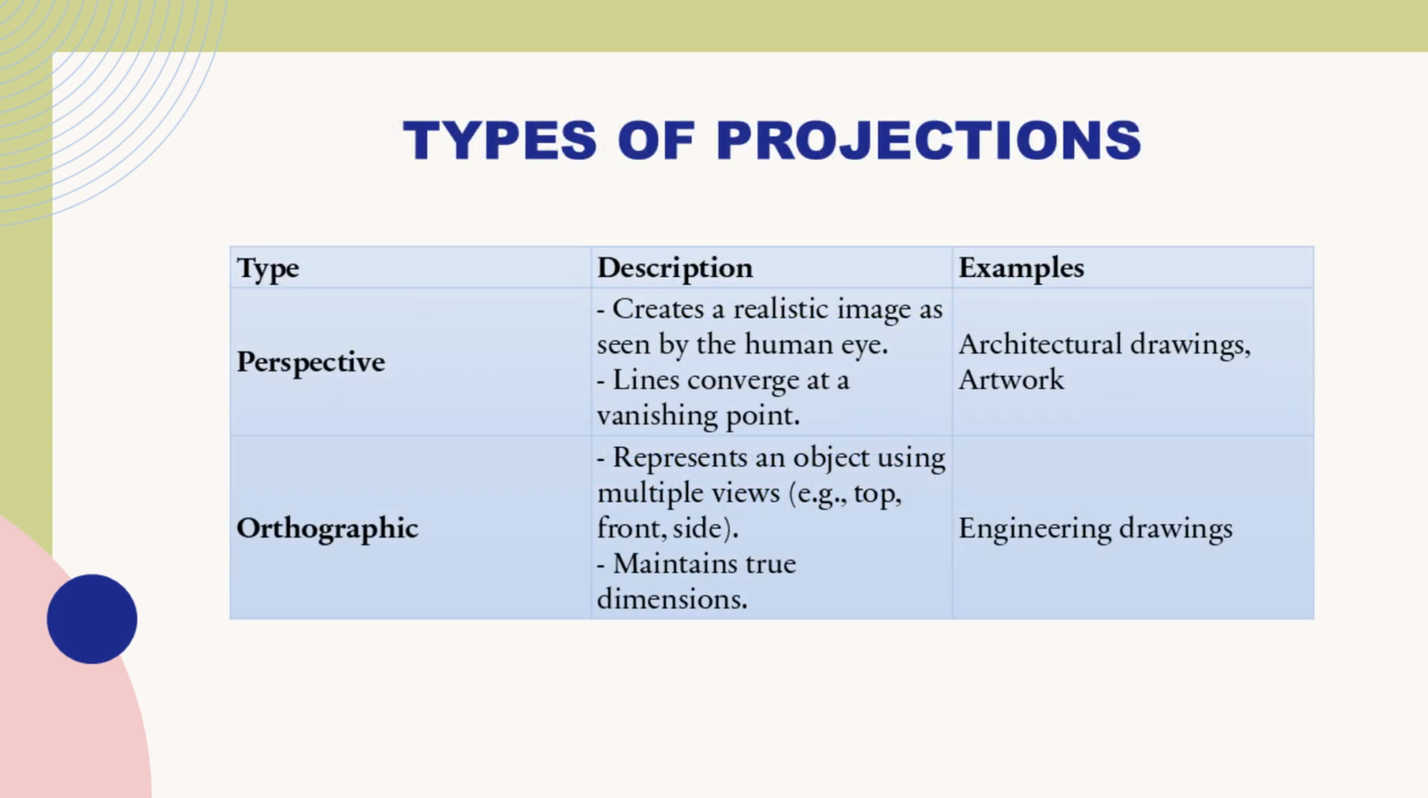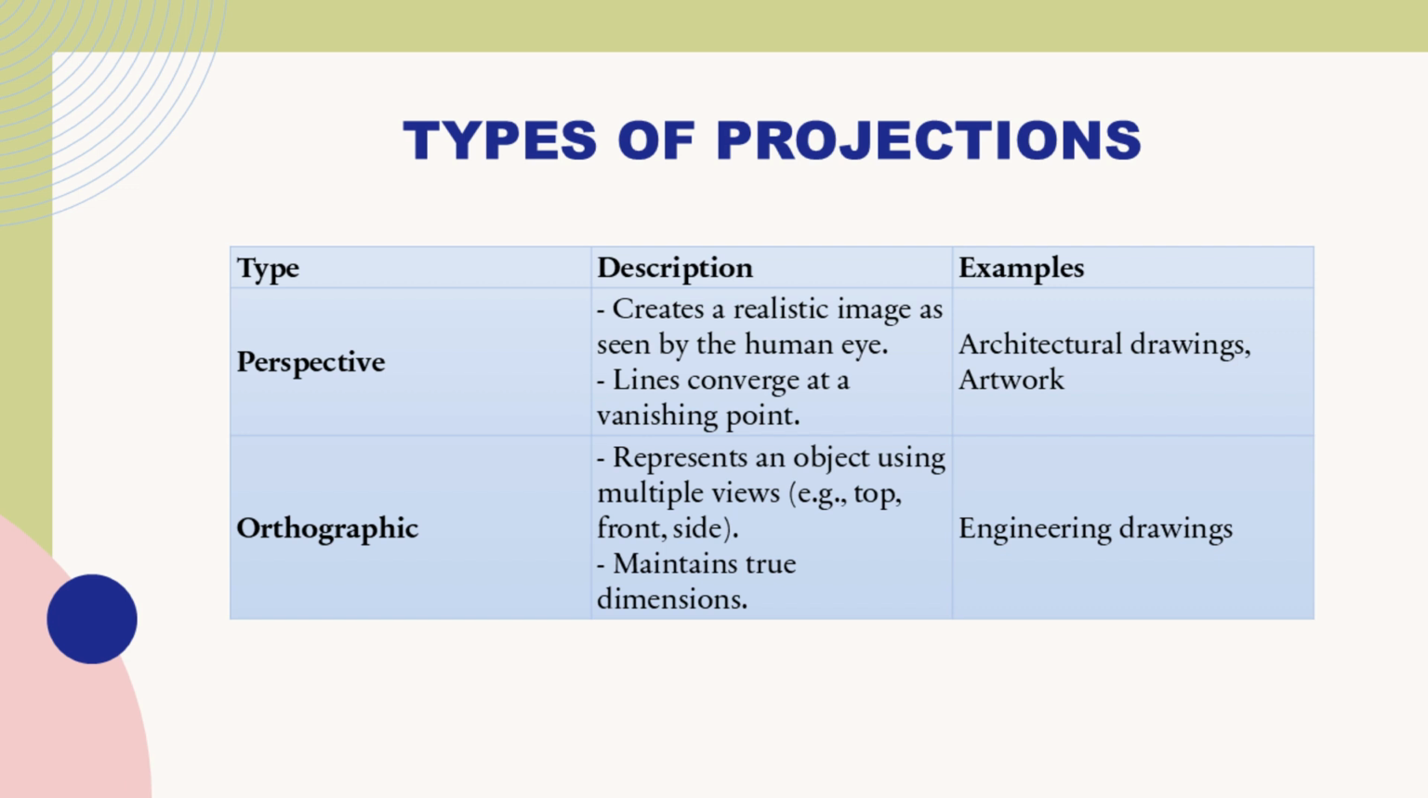Engineers employ 2 primary projection types. Perspective projection creates realistic images similar to human vision, with lines converging at a vanishing point. Think of how railroad tracks seem to meet in the distance.